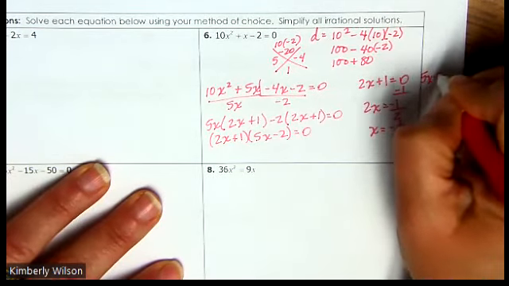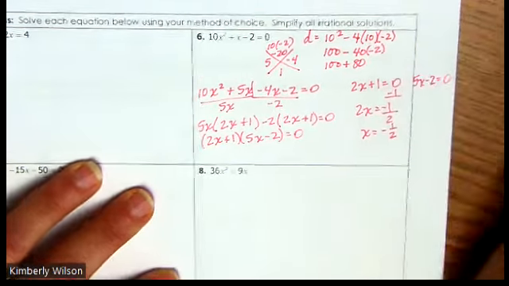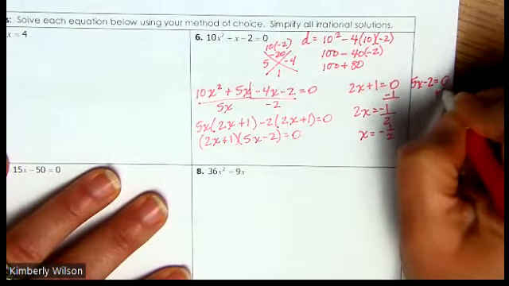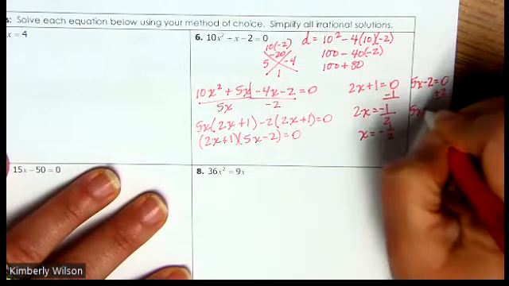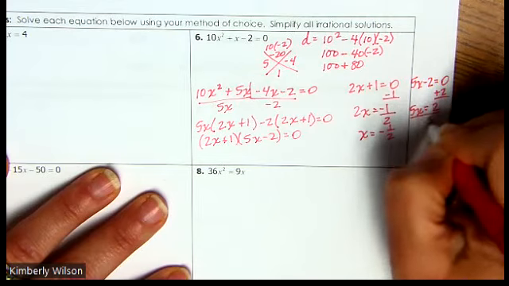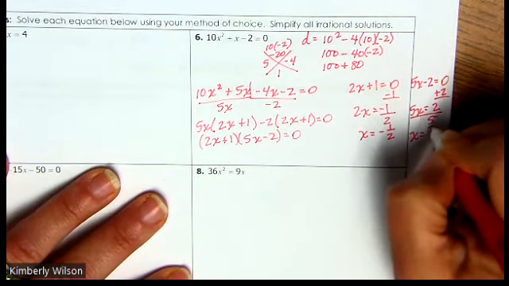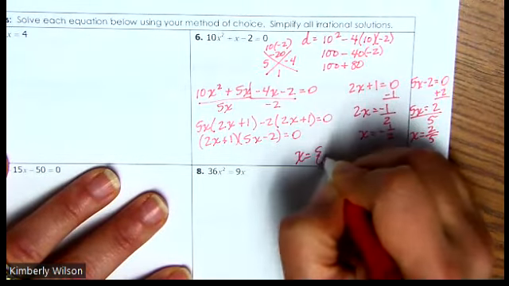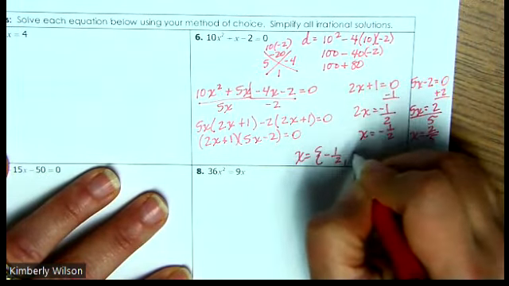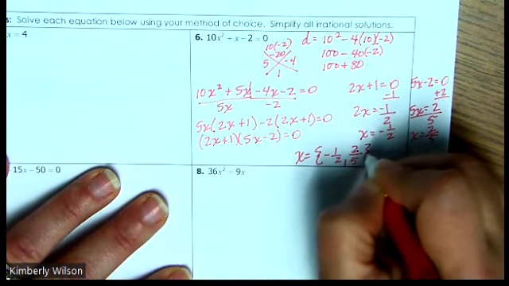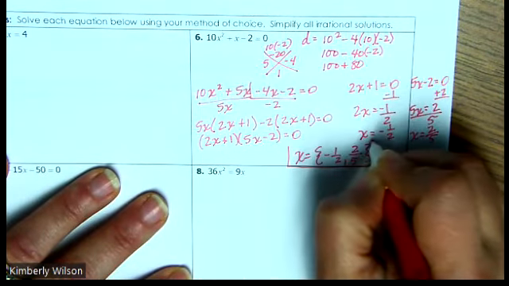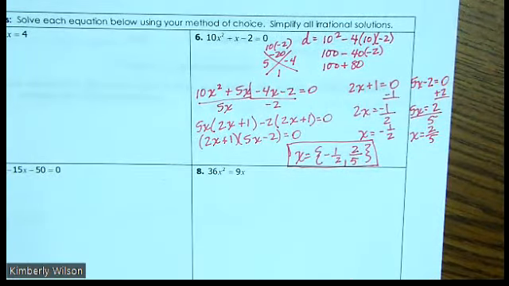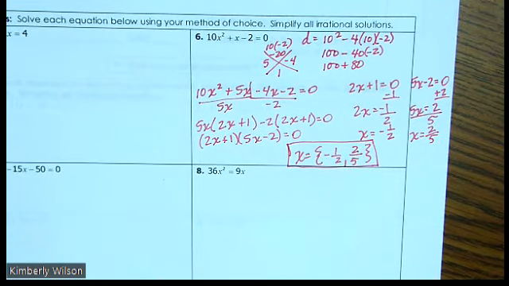We also have 5x minus 2 equals 0. Add 2. 5x equals 2. Divide by 5. x equals 2/5. So our solution is -1/2, comma, 2/5. There you go. Again, you choose which method based on the things we talked about is the best method to use for each problem.